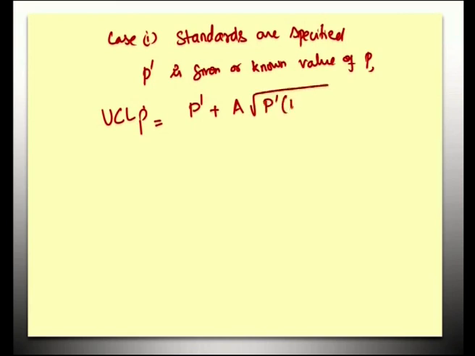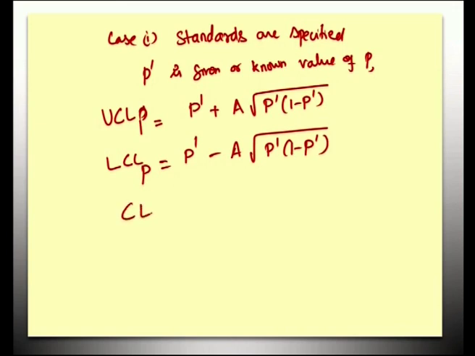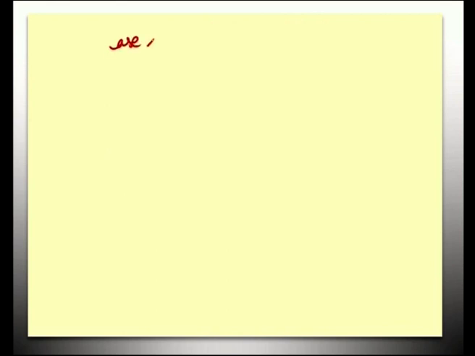Then we have UCL of P is equal to P dash plus A into root of P dash into 1 minus P dash, and LCL of P is equal to P dash minus A into root of P dash into 1 minus P dash, and the central line for P is just P dash, the population proportion. Okay. P dash stands for the population proportion. Next, case 2.